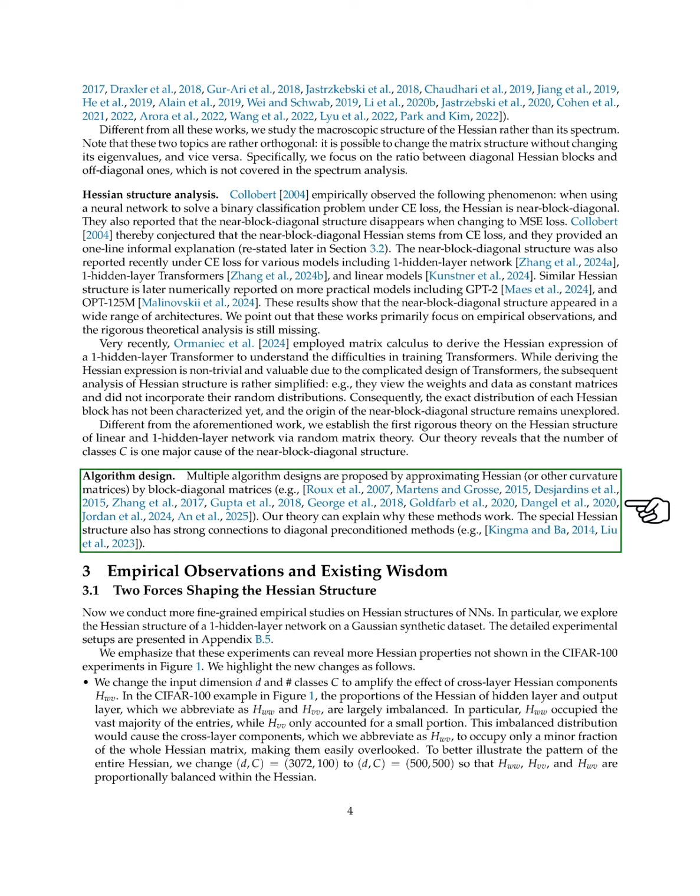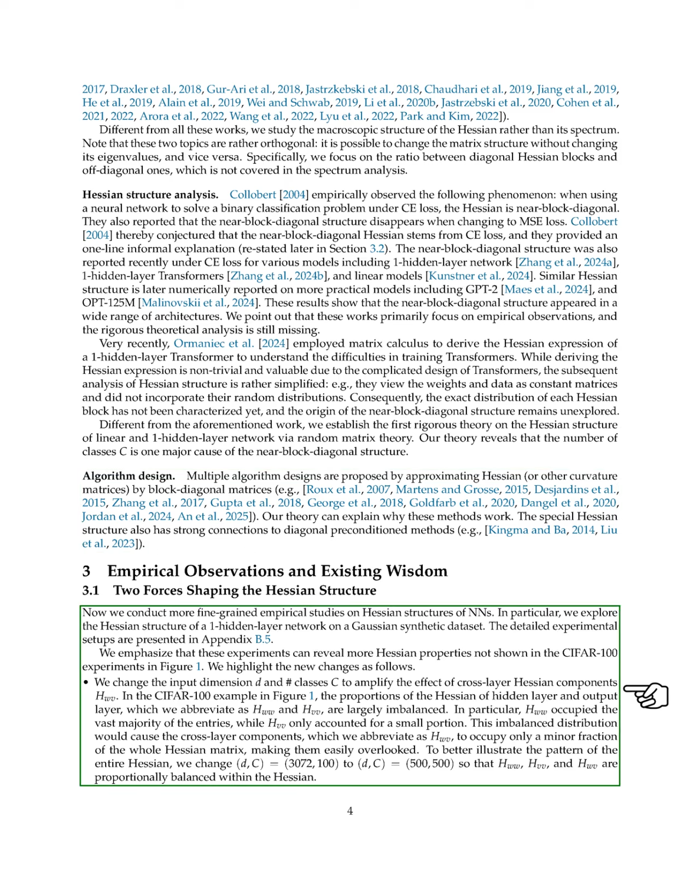Section: Two forces shaping the Hessian structure. In this section, we conduct detailed empirical studies on the Hessian structures of neural networks. Specifically, we examine the Hessian structure of a one hidden layer network using a synthetic Gaussian dataset. The experimental setups are detailed in the appendix. We note that these experiments can uncover additional Hessian properties not visible in our previous CIFAR-100 experiments.